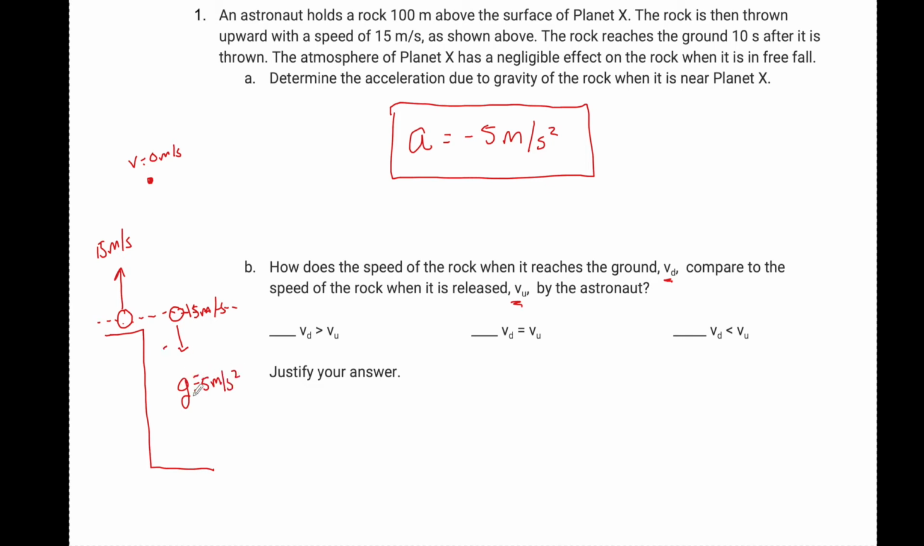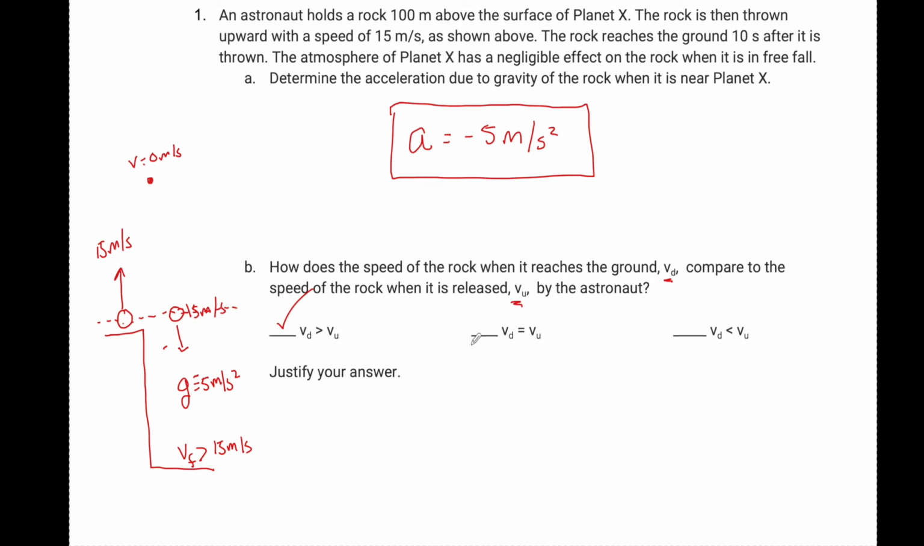This is negative, this is negative. So that means if I have an acceleration with the direction of motion, this object is going to speed up, and the final velocity anywhere below here is going to be greater than 15 meters per second. That allows me to justify that anywhere below here, the VF when it reaches the ground is going to be greater than when it gets to here. And you can justify that in words, formulas, however you want.